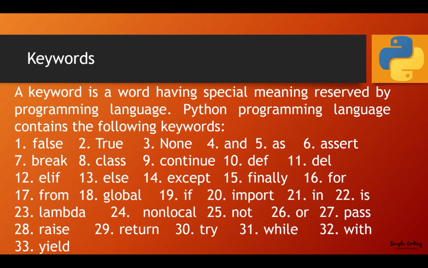Keywords. A keyword is a word having special meaning reserved by the programming language. Python programming language contains the following keywords. There are a total of 33 keywords. For example, False, True, and, break, class, continue, def, else, if, finally, for, global, import, while, return, etc.